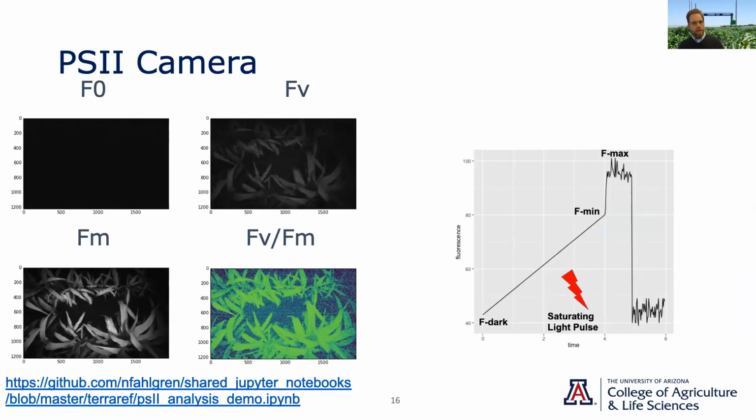Finally, we have a PS2 camera that captures an image. It actually captures 101 images that capture the response of the photosystem to a pulse of light. And you can get information, including this variable FV over FM that tells scientists the efficiency of the photosynthesis apparatus in the plant.